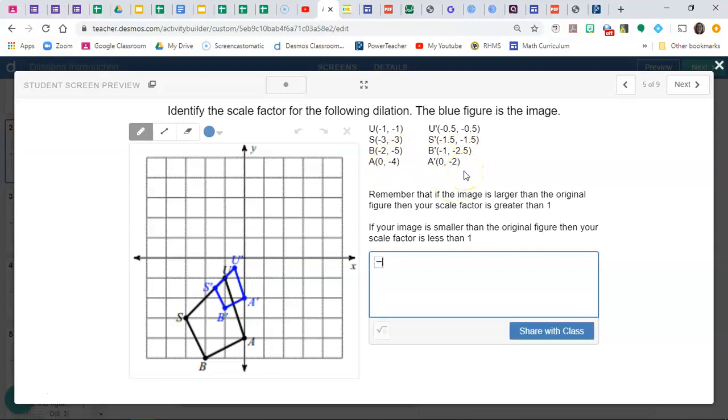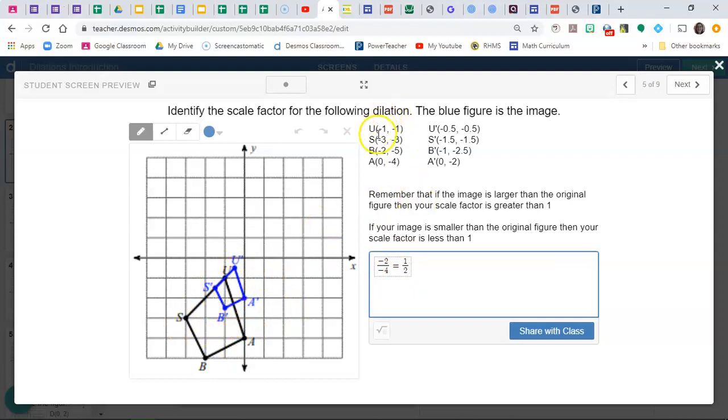I'm going to take the y value for a prime and divide it by the y value for a. What I want you to notice is that this fraction simplifies. I've got negative 2 over negative 4. A negative divided by a negative is a positive number, so I have 2 over 4. Both of those are divisible by 2, which gives me the simplified fraction of 1/2. So my scale factor is actually 1/2. This blue image is half the size of this black image.